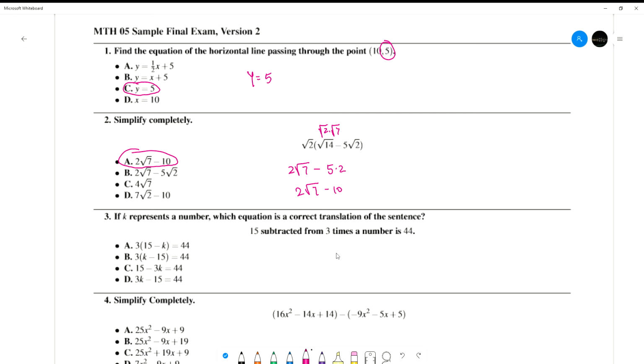All right, well, number 3, I have to translate this, right? It says 15 subtracted from. So if you recall, subtracted from means you have some number and you're subtracting from that number the 15, right? So what is that number? I have 3 times a number equals 44. So 3 times k, right? K represents the number. 3 times k, and then 15 is subtracted from 3k, is 44. So what is that? 3k minus 15 equals 44. That's D. All right. Let's scroll down here.